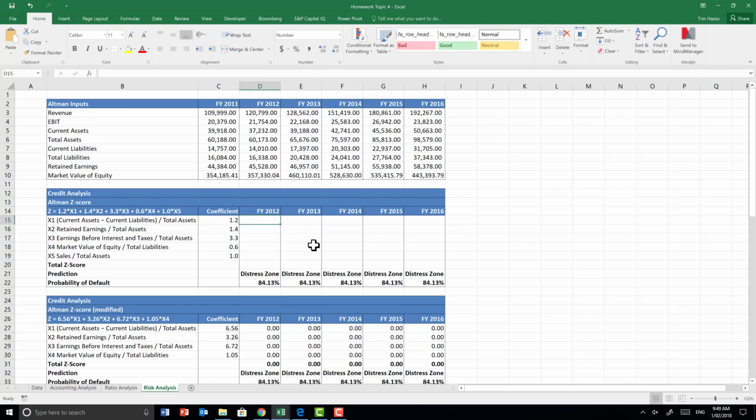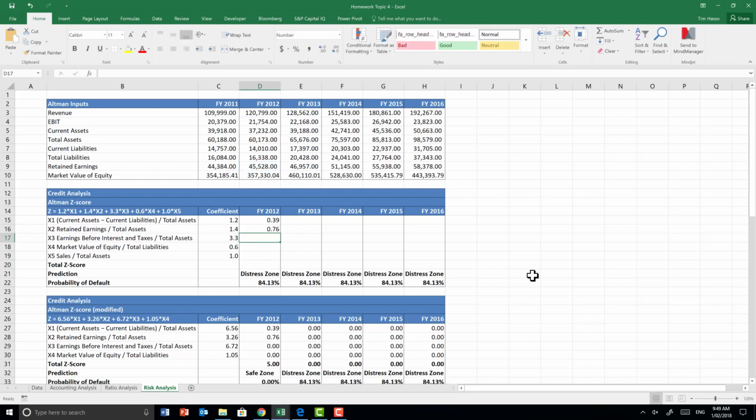So let's start by calculating the first variable. So it's current assets minus current liabilities divided by total assets. So it's equal to, open up a bracket, current assets minus current liabilities, and then we're going to be dividing it by total assets. It's going to be about 0.39. So x2 is retained earnings divided by total assets. So retained earnings is in cell D9 and divided by total assets in cell D6.